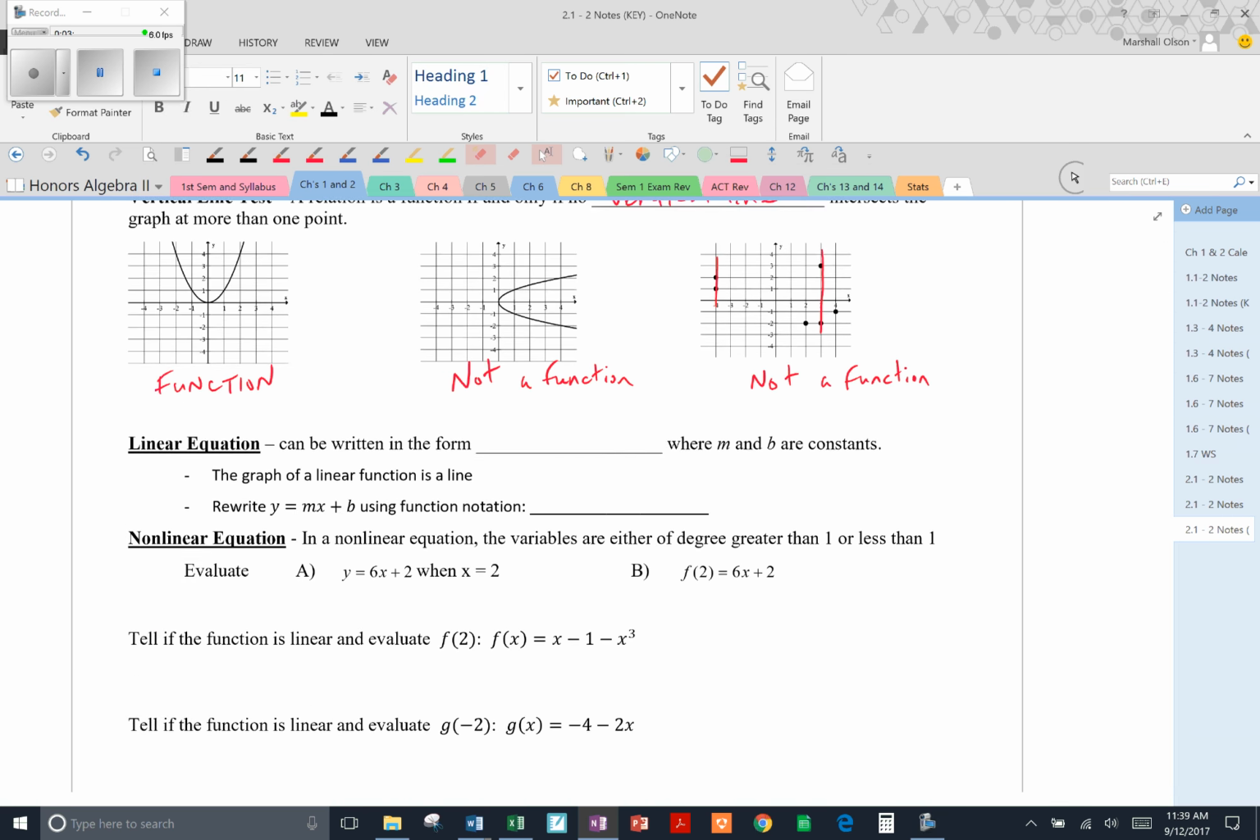All right. Linear equations, or linear functions, actually change this to functions here. It's not a big deal. Linear functions can be written in the form y equals mx plus b. Graph of a linear function is a line. And we can rewrite y equals mx plus b using function notation, just simply replacing the y with f of x.